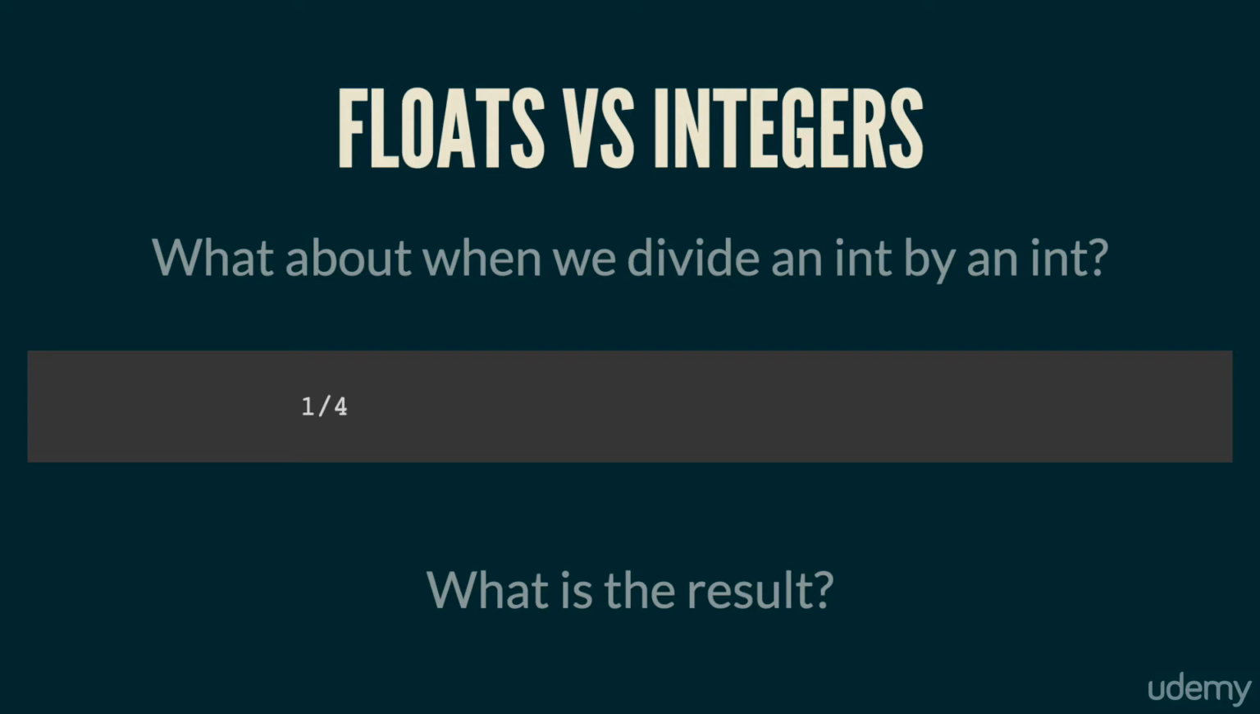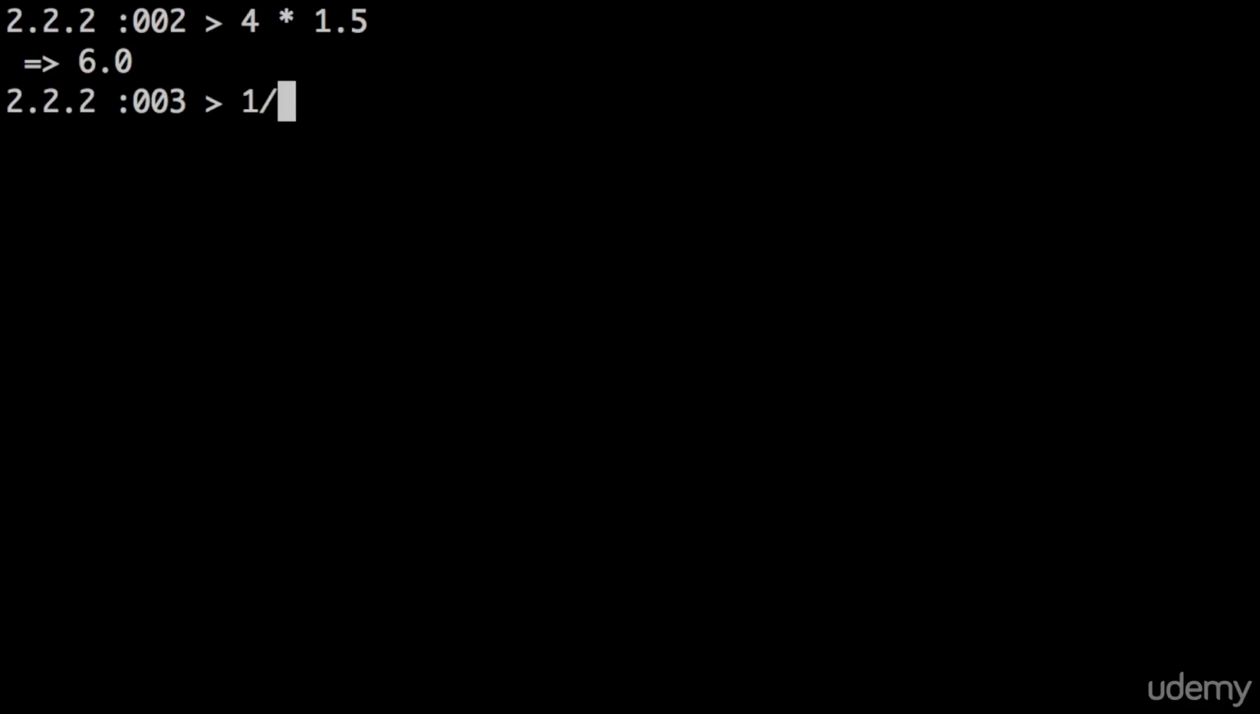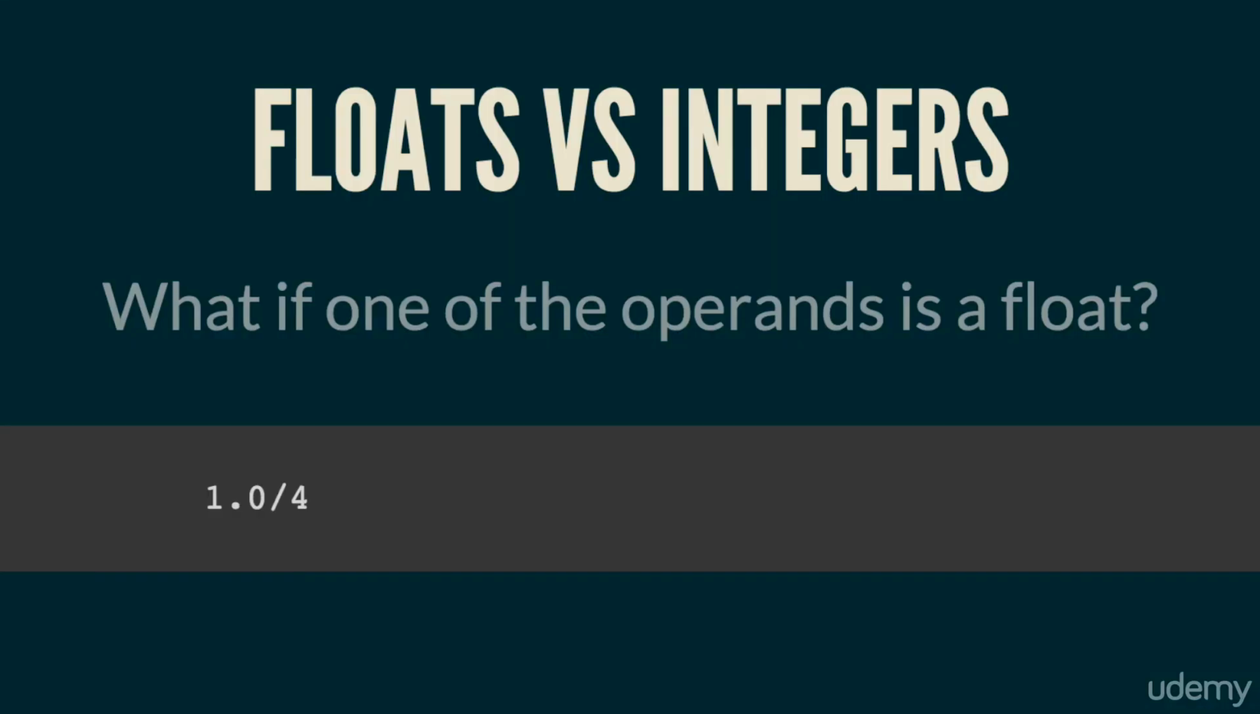So 1 divided by 4, both of these operands are integers. What is the result? Why don't you take a moment to try it? What? How does that make sense? Well, there's an important thing going on here. Let's have a look at this example.